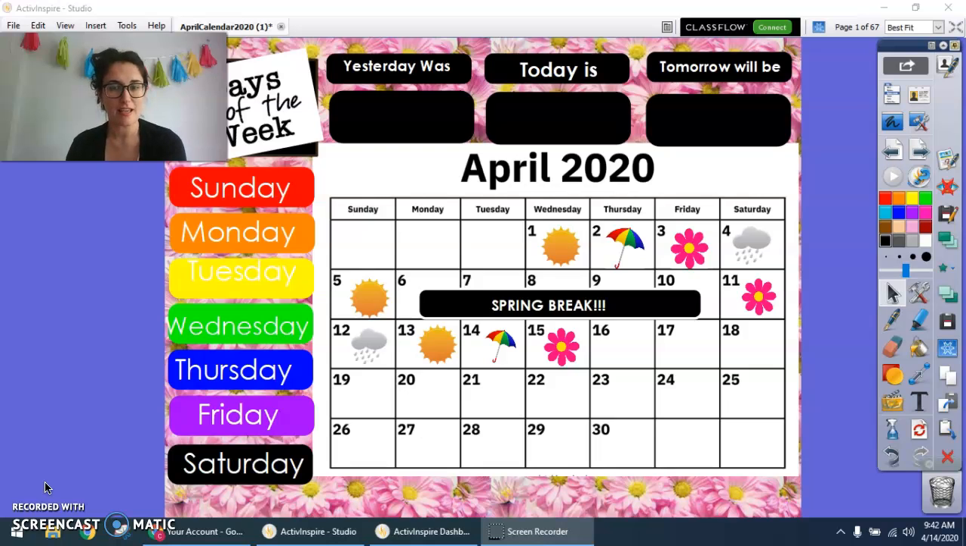So today is Thursday, April 16th, 2020, and we are going to find out what calendar piece we are going to use today. So yesterday we had a flower. So going up to my chart here, what do you think is going to come next? Did you say rain cloud? That's correct. So after the flower comes a rain cloud in our pattern. Remember, patterns repeat, so we have to think about what's going to come next.